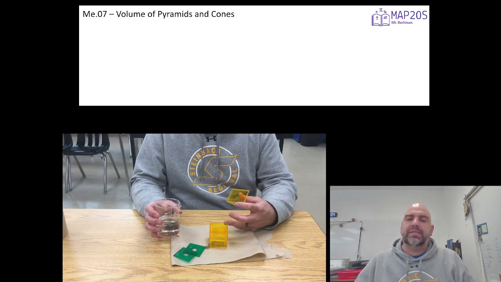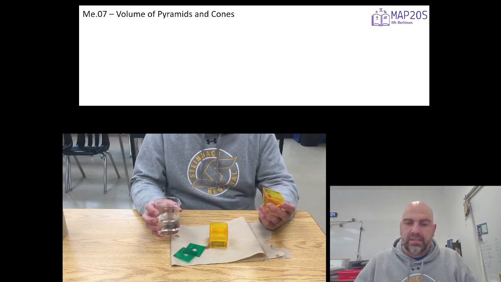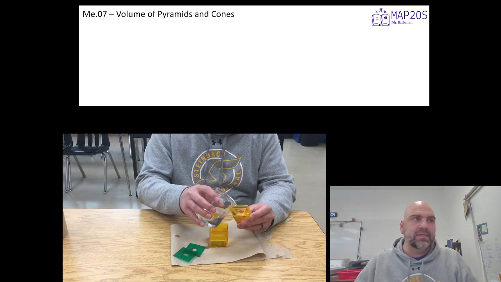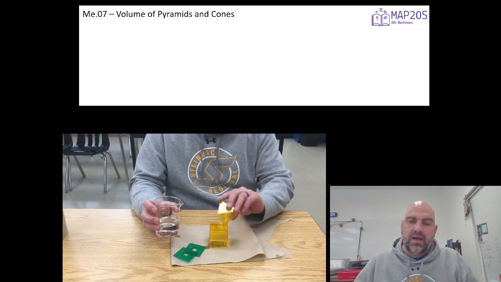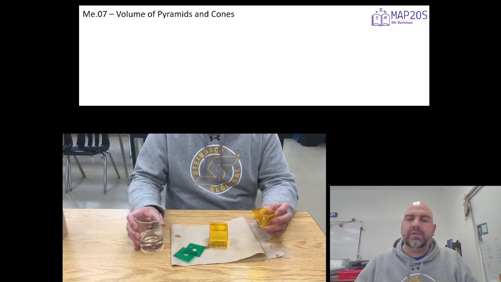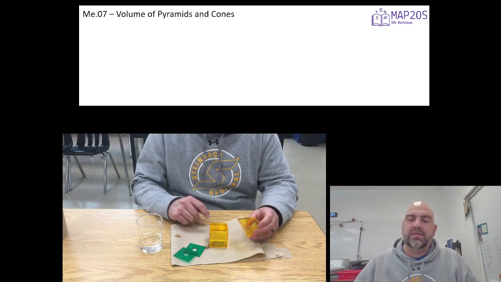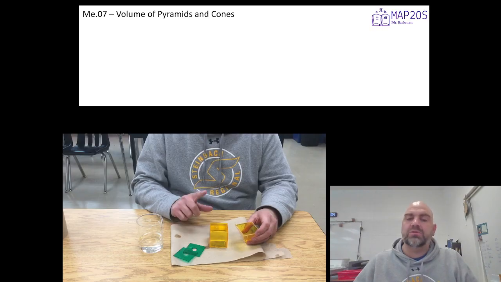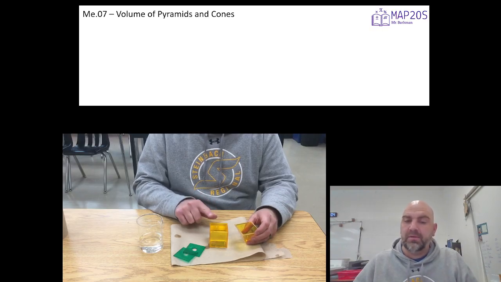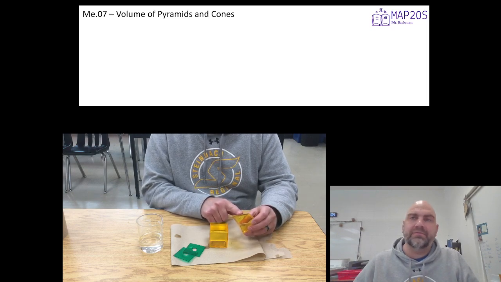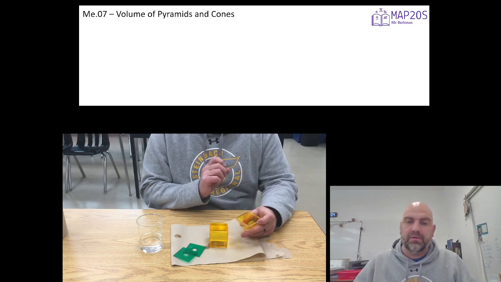Now the question is, can we put a third one into there? Let's try. We're going to take that, and dump it in. Let's see. And sure enough, it is perfectly full. So what we can deduce from this is that the prism is 3 times bigger than the pyramid. And so if we know the volume of the prism, we can find the pyramid by dividing it by 3.